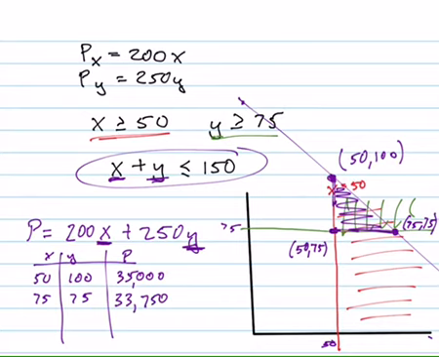And then you don't really have to plug in 50 and 75, because clearly it's going to be less than the 33,750. So your answer, therefore, is that one right there. The question probably then asks you to tell how many of each you need to sell and what the maximum profit is, and those are your numbers. Sell 50 of the standard, 100 of the deluxe, and your maximum profit is $35,000.